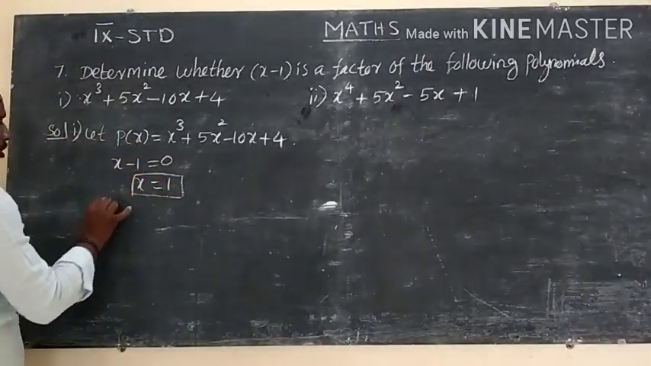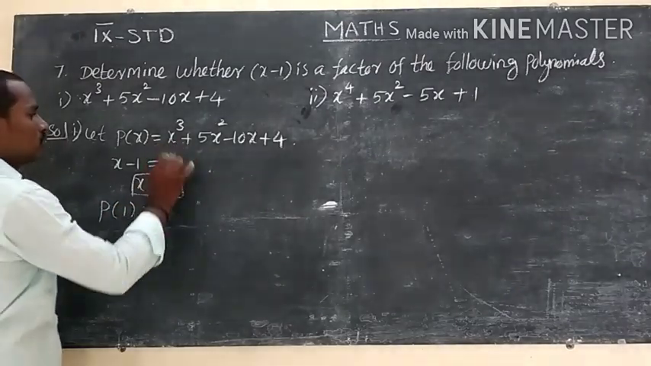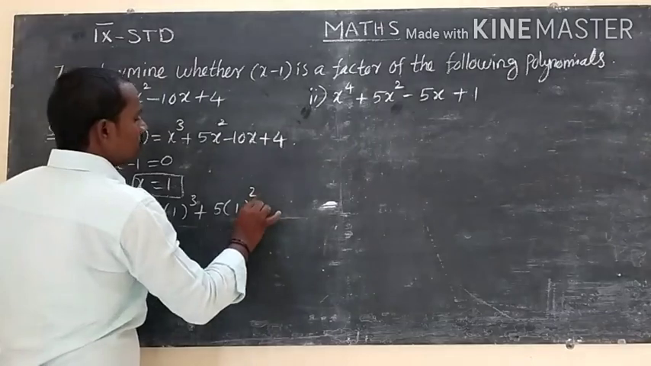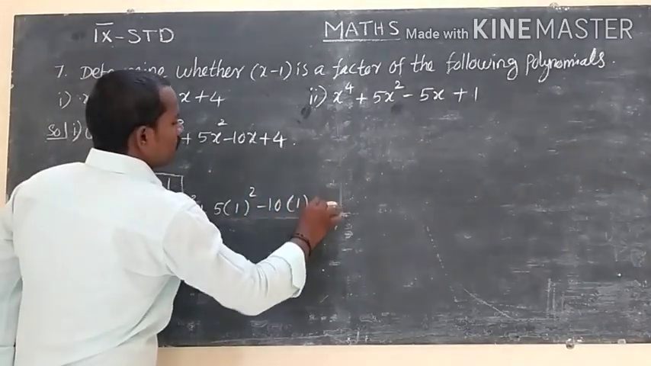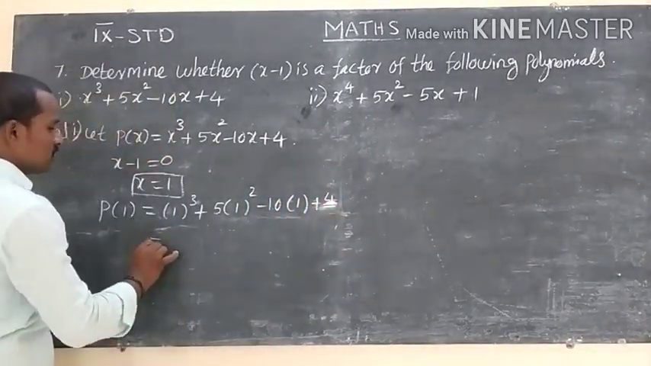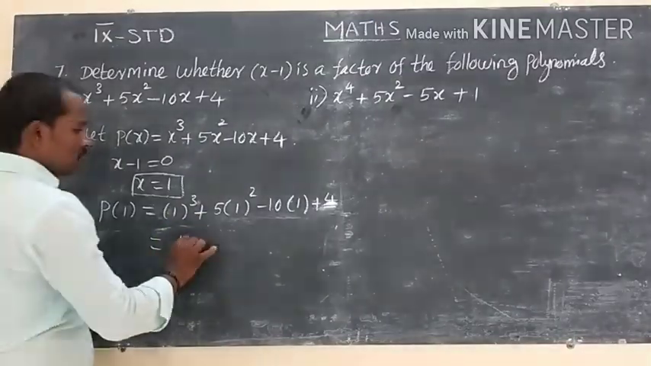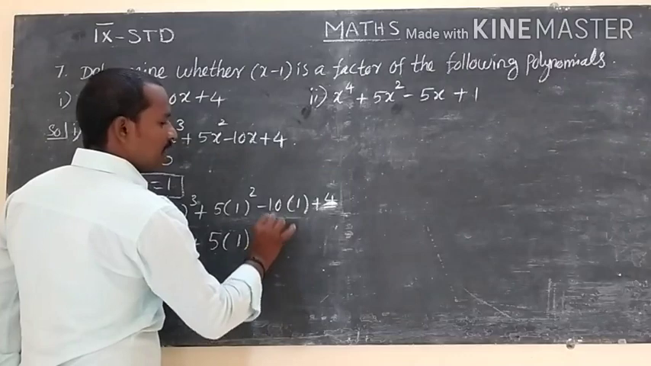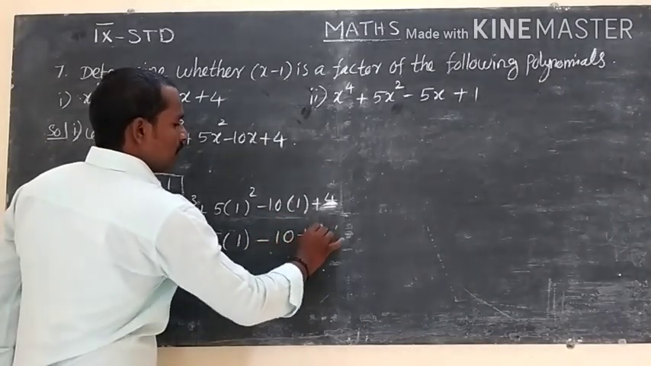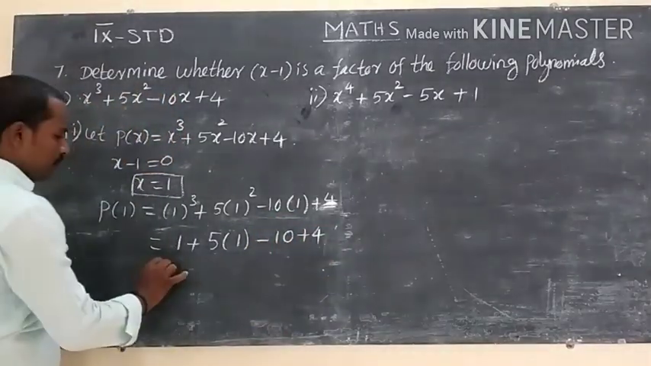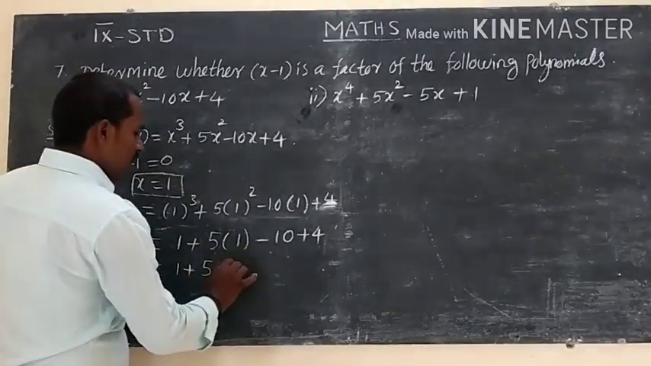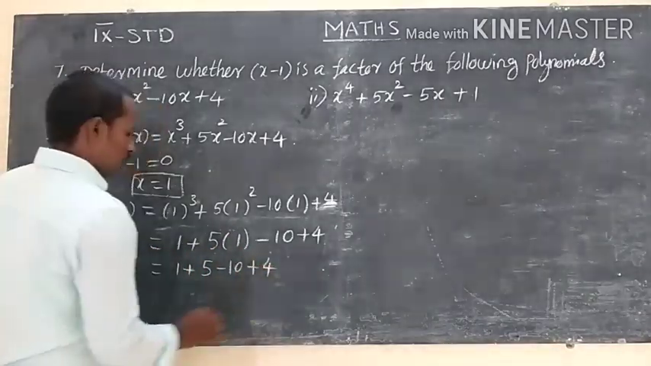So put here p of 1 equal to 1 cube plus 5 into 1 square minus 10 into 1 plus 4. Okay. So that is equal to 1 cube is 1, plus 5 into 1 square is 5, minus 10 into 1 is 10, plus 4.